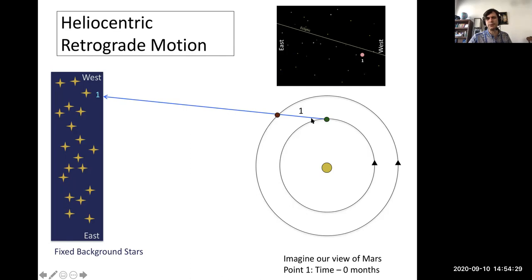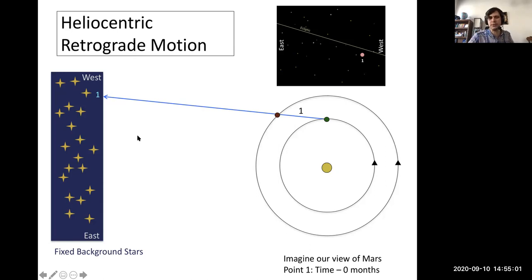This blue line is what we call a line of sight. And it is, if we are standing on Earth, looking at Mars, where would it appear amongst the background stars? So revolving counterclockwise, Earth would be rotating counterclockwise. So if I'm thinking about right here, rotating this way, so east is this way, west is that way.